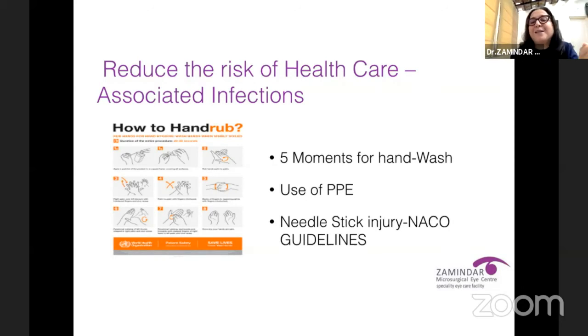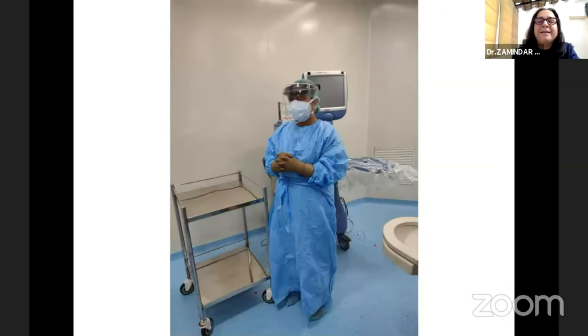This awareness and training is very important, especially in your housekeeping staff who clean the operation theater. They might just ignore a needle stick injury, and they are the most vulnerable people who will not worry about such small injuries without knowing the actual consequences. So the onus is on the surgeon to do this. These are the PPEs now what we have during the COVID era.